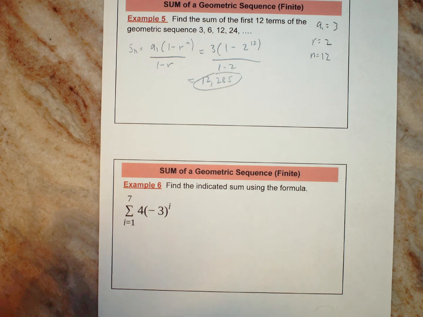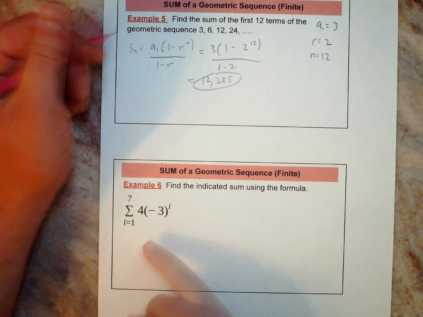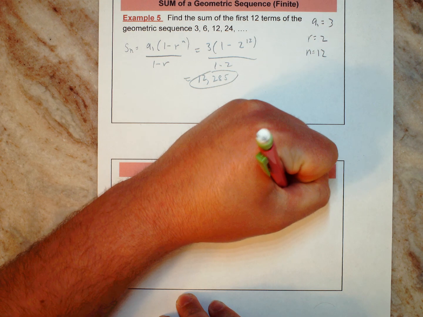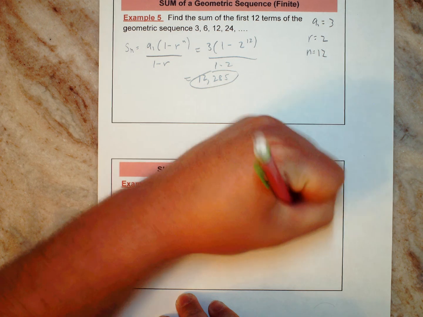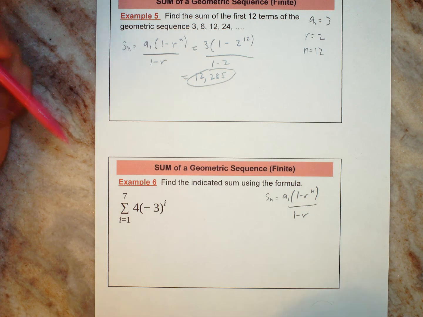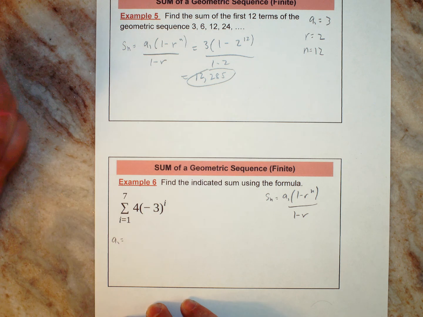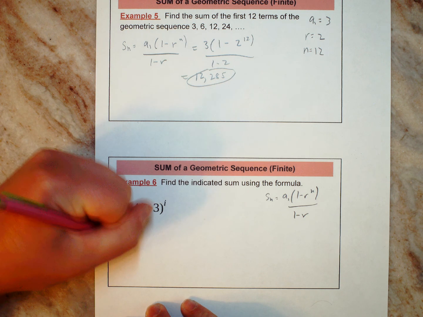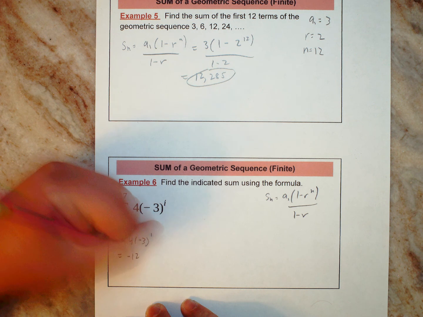All right, last example here. Find the indicated sum using the formula. So this is all the same thing, same formula. They just give everything to us in sigma notation. So I'm just going to kind of jot down my formula over here. Sn equals A1, 1 minus Rn over 1 minus R. So we got to do a little work first. First of all, what is our first term, A1? Well, we don't know what the first term is, so let's use the sum and get it. So 4 times negative 3 to the first, negative 12 is our A1.